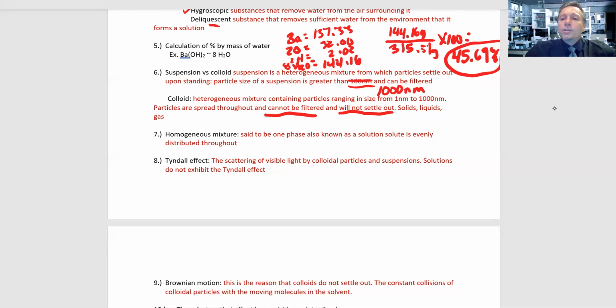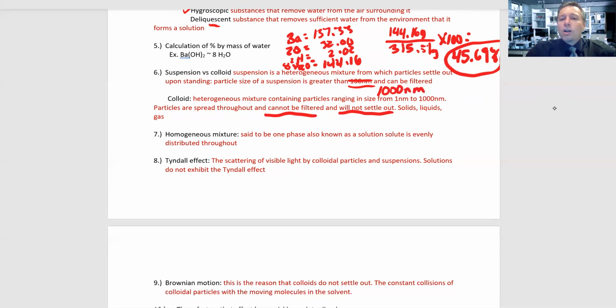So a colloid could be solids, liquids, or gases. Cream, whipped cream, that is a solid and a gas. So there's a lot of different things that we're sort of used to and we understand. But that is a colloid. The size is less than a suspension, but not as small as a solution. So we'll talk about that here in a second.